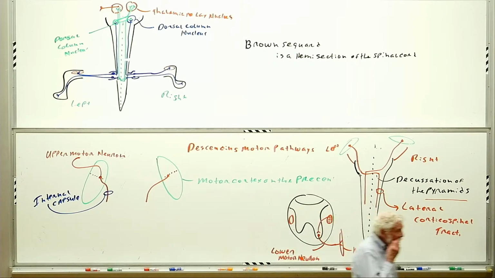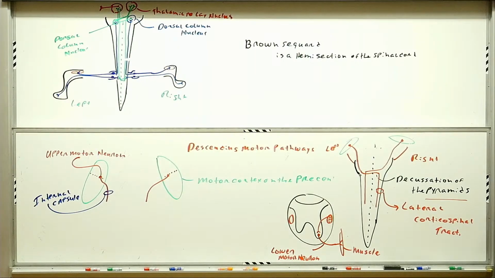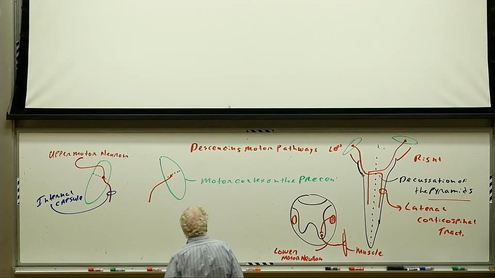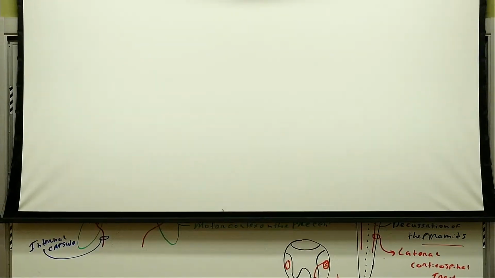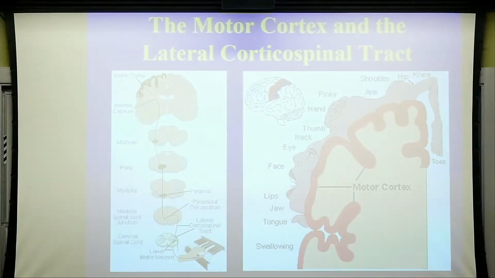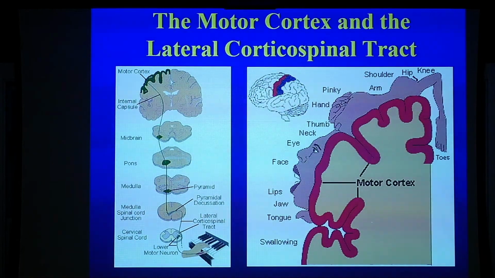So let's have a picture. There's a pretty picture of this. Fundamentally, what we've drawn here is this image. Let's follow the one on this side first. This is basically what we've drawn. Here's the cell body of the upper motor neuron. It enters the internal capsule.